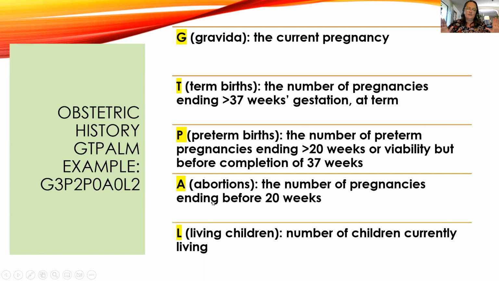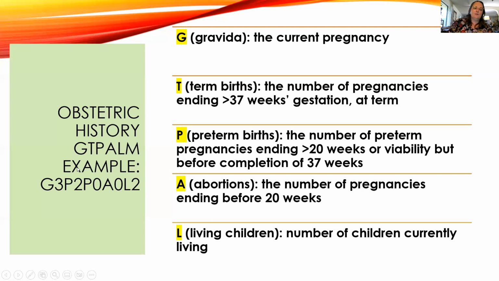Now, let me just stop here for a second. Abortion is a term for a pregnancy that does not result in live birth. So it is miscarriages, which is the commonly used term, or abortions that were therapeutic, that were chosen. We don't use the term abortion to women when we are talking about miscarriages because they only know of the one term for that. So abortions are the number of pregnancies ending before 20 weeks, and then living children is the number of children that are actually living, and our M is for multiples.